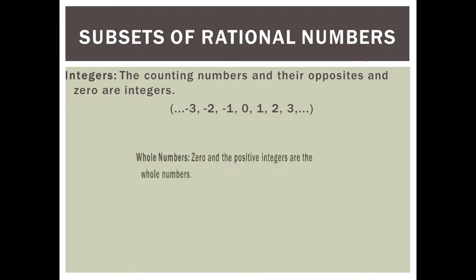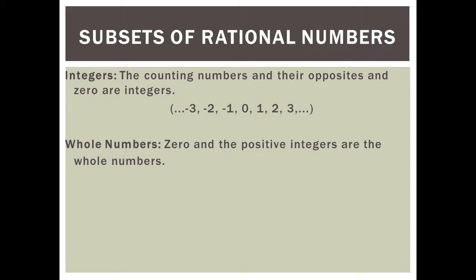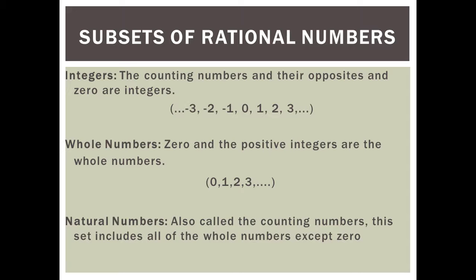Next will be the whole numbers. Zero and the positive integers are the whole numbers. Example, start with 0, next will be 1, 2, 3 to positive infinity. Next will be the natural numbers, also called the counting numbers. This set includes all of the whole numbers except 0. Example, 1, 2, 3 to positive infinity.